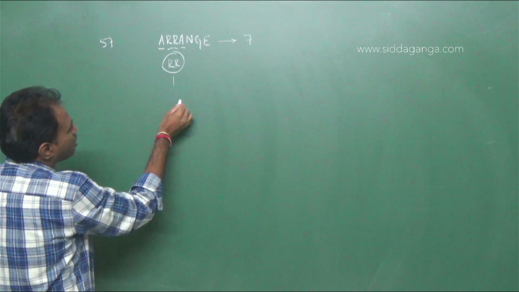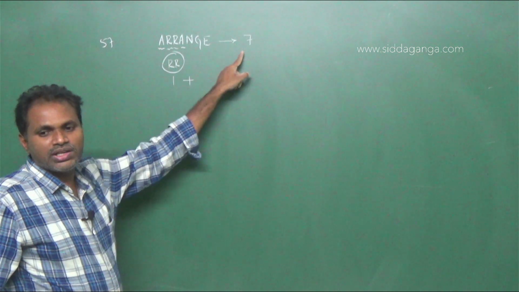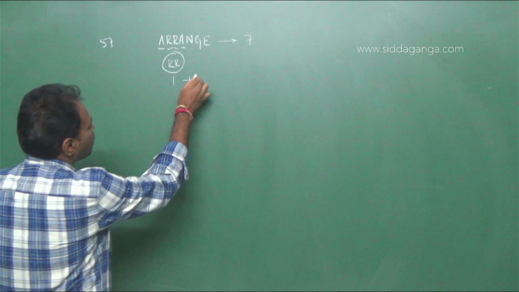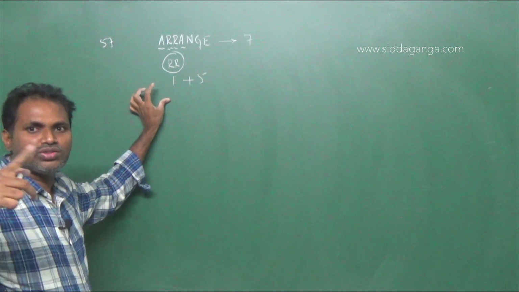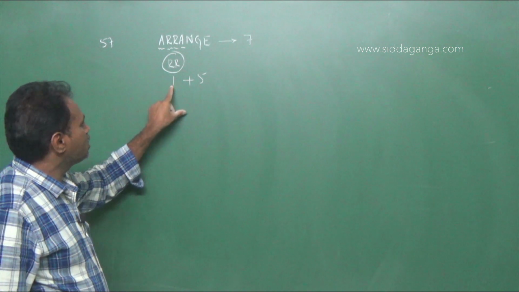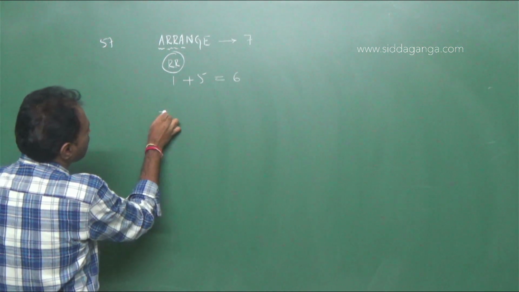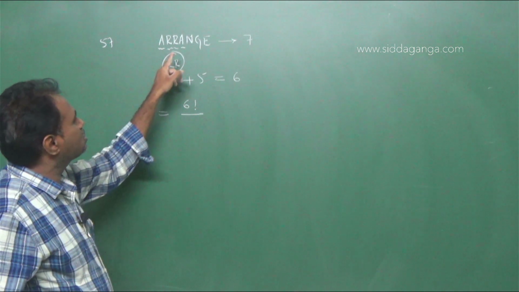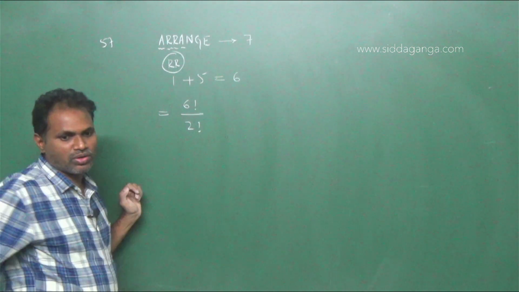Therefore, this is 1, and the remaining letters: total 7 letters are there, 2 R's are there, remaining 5 letters are there. These two R's occur together, that's why we take them as a bundle. That is 1 plus 5, 6 letters. Now 6 letters you can arrange in 6 factorial ways. But out of these 6 letters, 2 A's are there. That's why divided by 2 factorial.